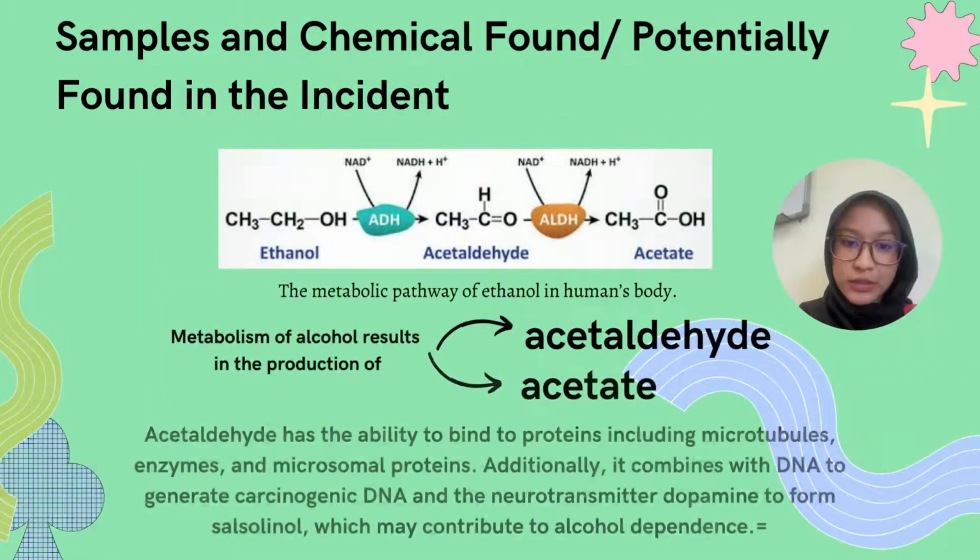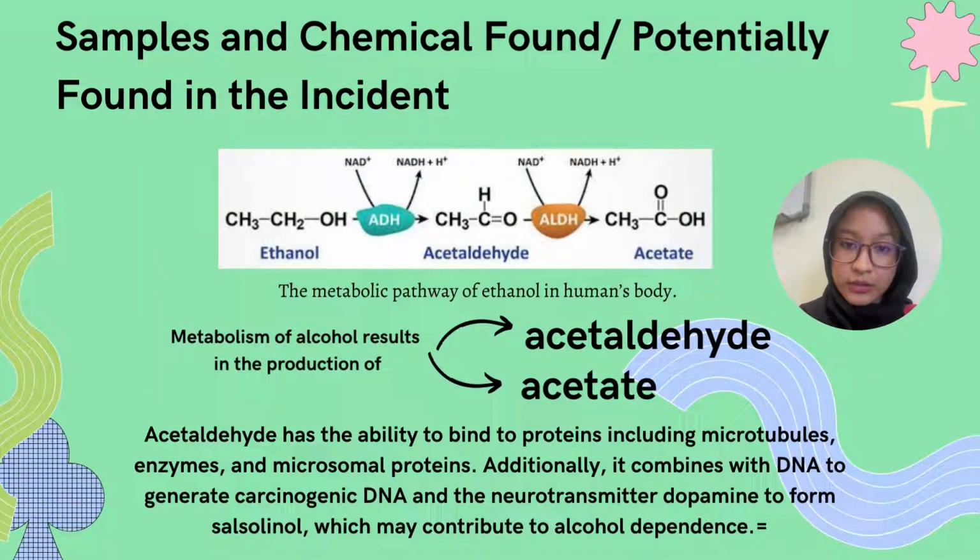The figure shows the metabolic pathway of ethanol in the human body. The metabolism of alcohol results in the production of acetaldehyde and also acetate. Acetaldehyde has the ability to bind to proteins, including microtubules, enzymes, and also microsomal proteins. Also, it combines with DNA to generate carcinogenic DNA adducts, and with the neurotransmitter dopamine to form salsolinol, which may contribute to alcohol dependence.